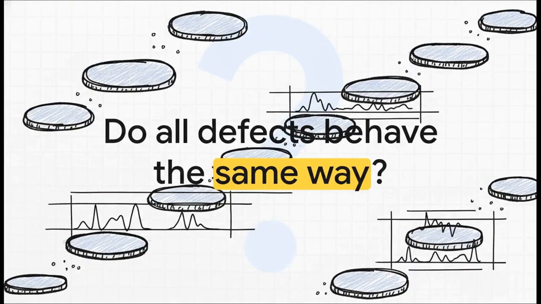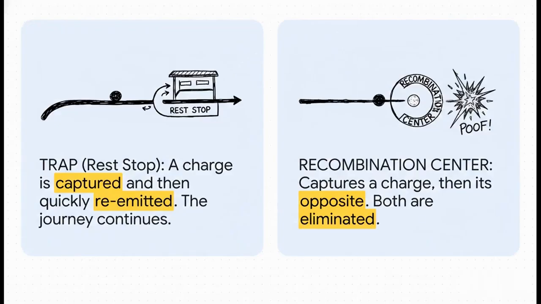So you might be asking, do all these defects act the same? And the answer is a hard no. How they behave depends completely on their specific properties, especially where their energy level sits inside that forbidden gap. Okay, so a trap is exactly what it sounds like, a rest stop. It'll grab a charge, say a hole, and hold on to it for a little bit, but then it just lets it go again. The journey continues.